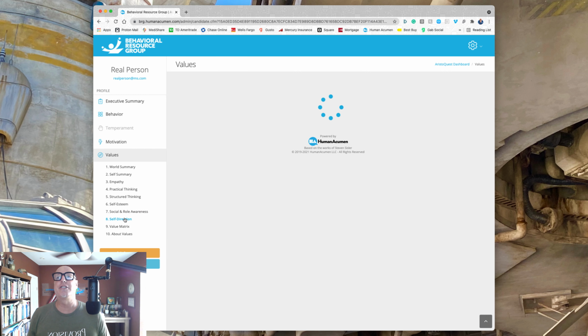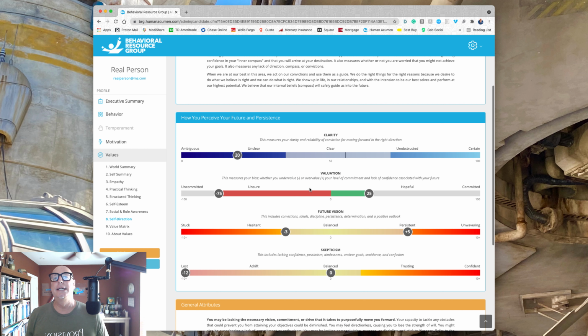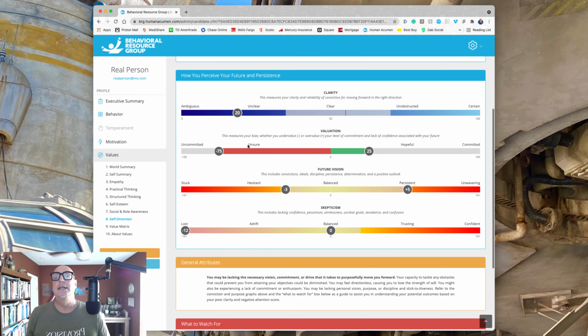Self-direction, compass, 20, not very good. Okay? But they're still persistent. They're persistent even though they can't see. So this person's driving 100 miles an hour with a black windshield. What happens? You get 2 years down the road, you realize your ladder has been against the wrong house. That's what happens. So this is what we're trying to avoid with this person.